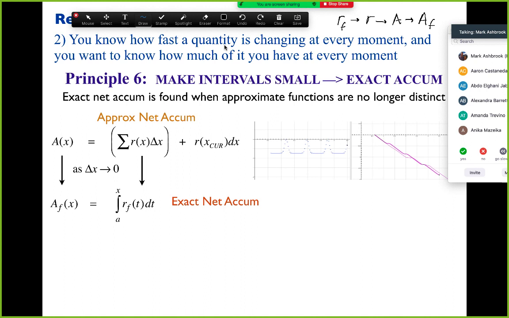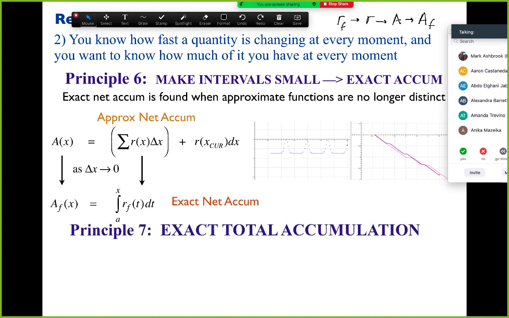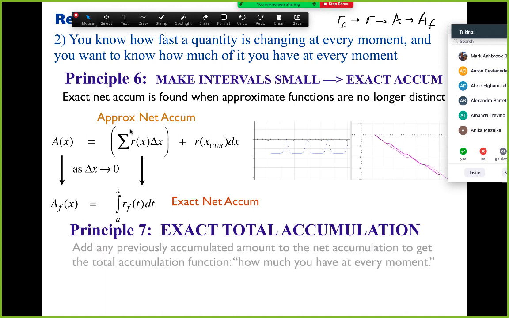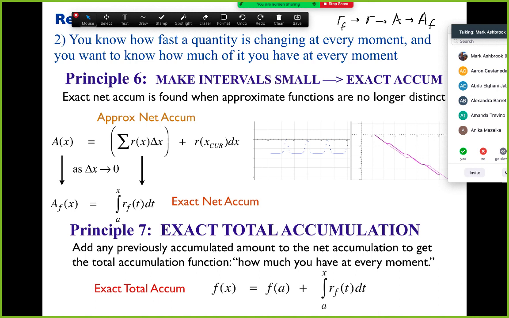And finally, exact total accumulation. So this is tracking changes since a. If we have the total amount at a, then by adding that on, we get the total. So add the previously accumulated amount to your net accumulation to get a total accumulation. And here we are, how much you have at every moment. So that's F.